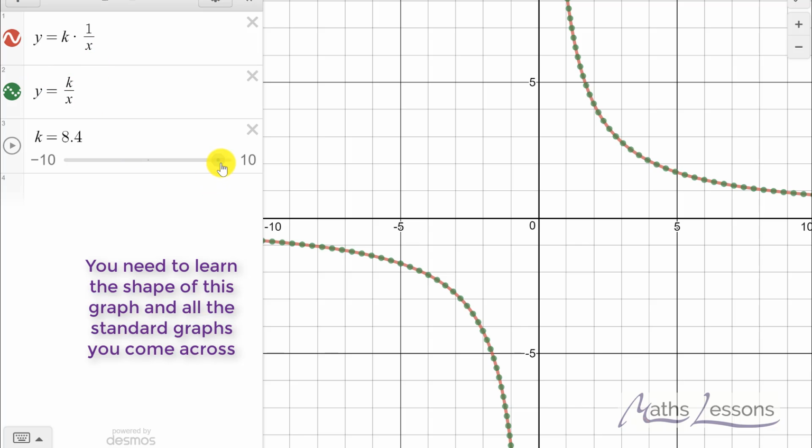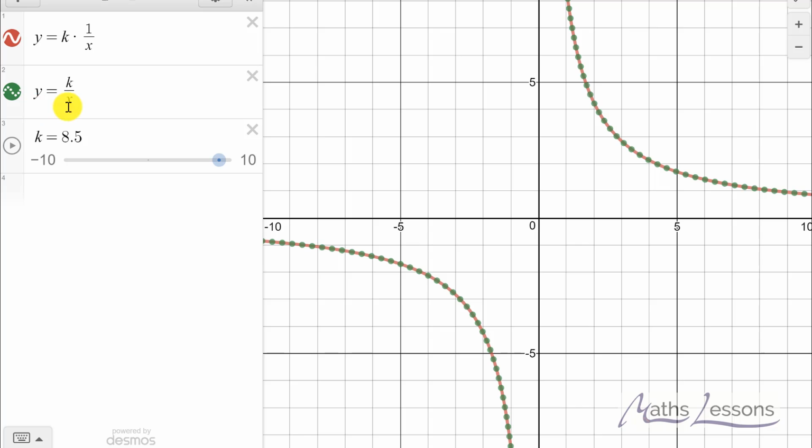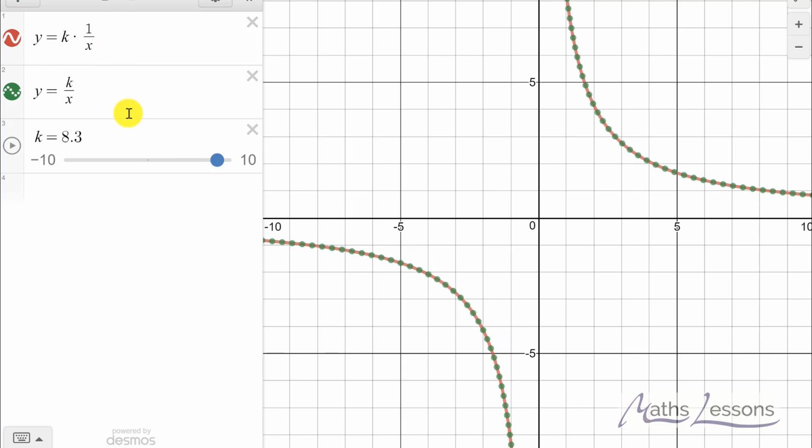And you notice both these equations are exactly the same. Look, you see the green dots overlaying the red dots. The green dots are this equation, the red dots are the other equation. You can write it either way, so most often we'll use this, even though I'd like you to think about it as y equals a multiple of 1 over x rather than just simply k over x. Okay, so y is inversely proportional to x means that y equals k over x.